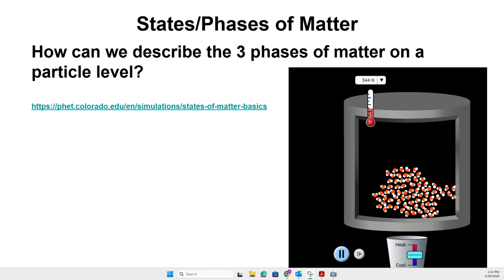Well, here's the thing. In chemistry, it's good to know that something's a solid, something's a liquid, something's a gas. But the key thing is that in chemistry, we think only on the particle level. What are the atoms and molecules doing with each other? And to help us see what's going on here, we're going to follow this little quick link.